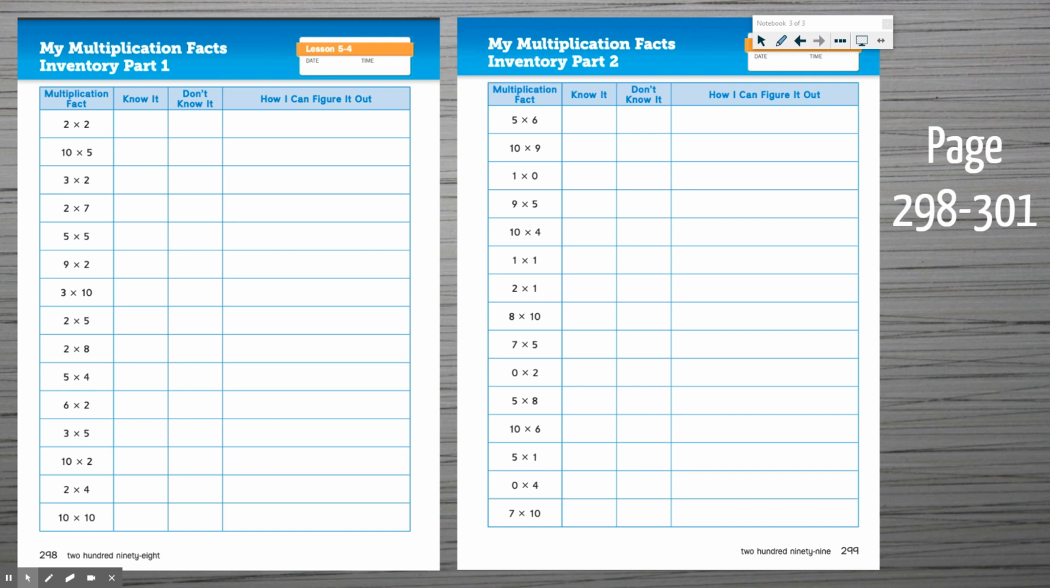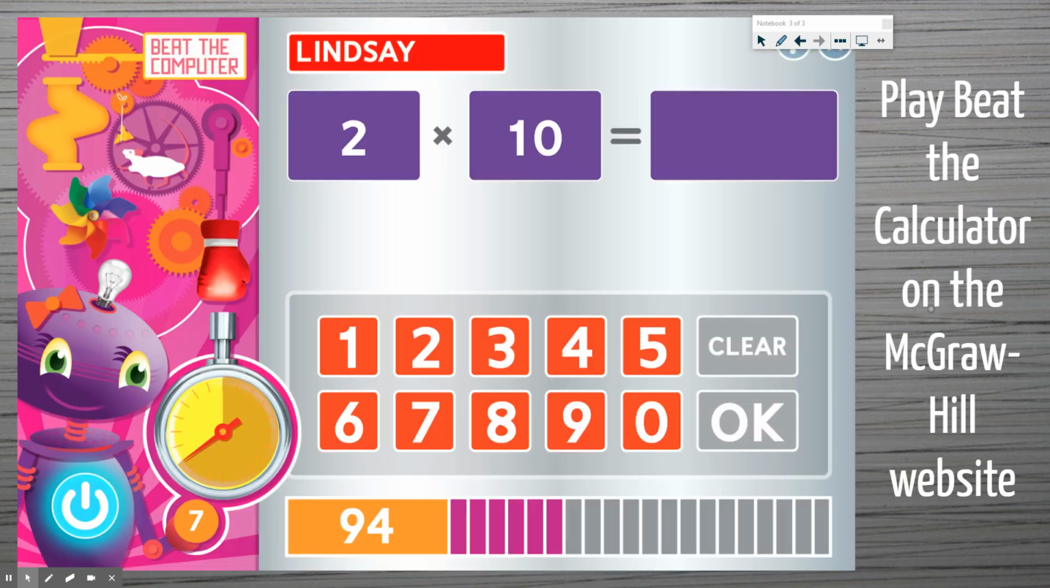You could work on these pages and filling out your facts. We started some of these. These start on page 298 and go to 301. Just going through and seeing which ones you can solve quickly, which ones you still need to maybe help and get better at memorizing them.